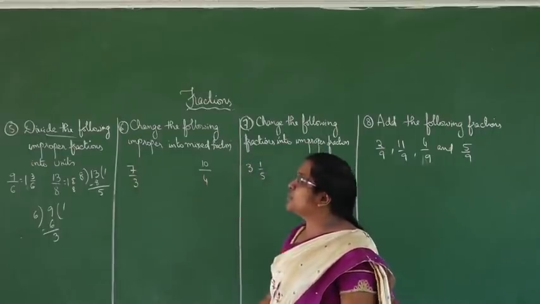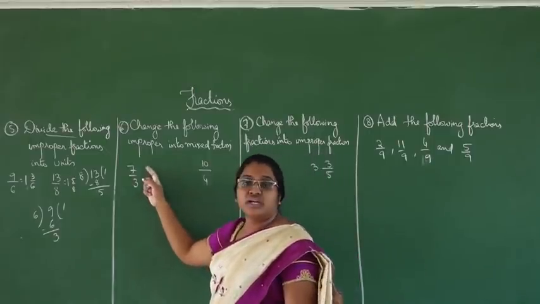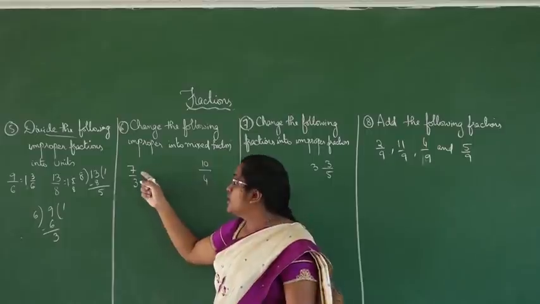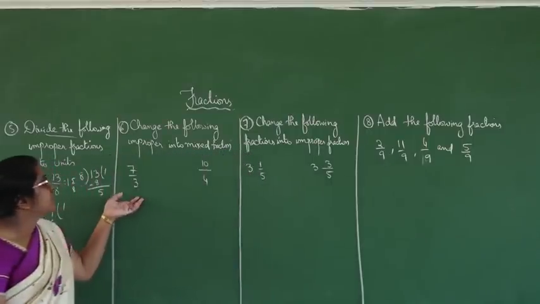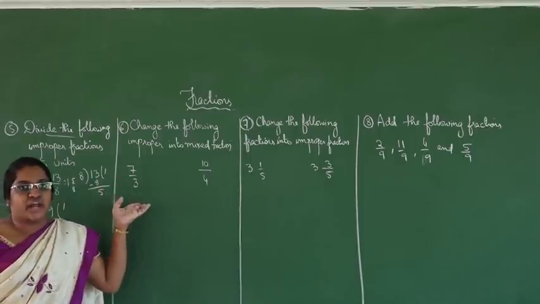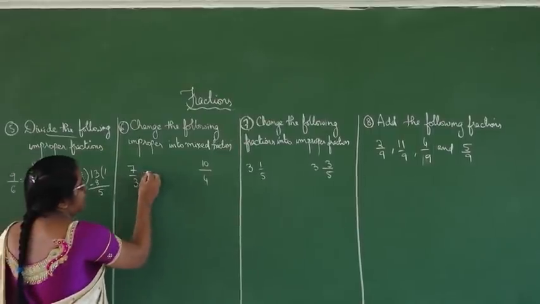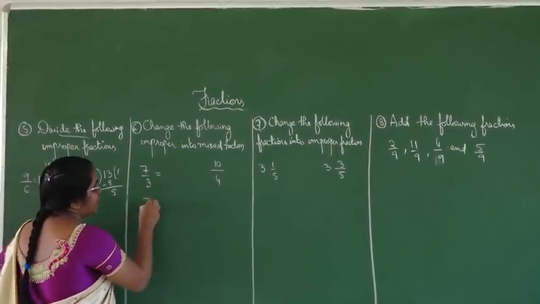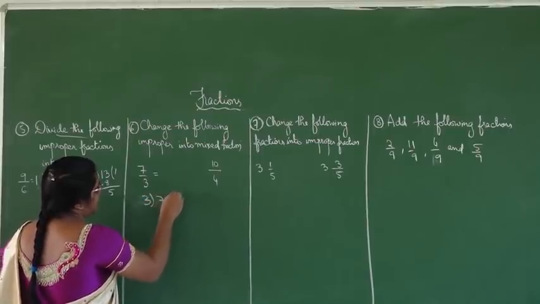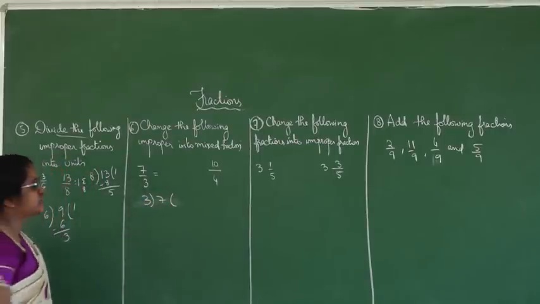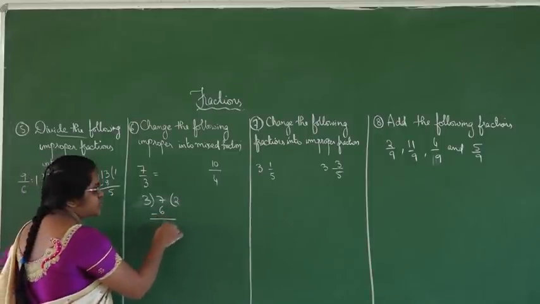Now we go for model 6. Change the following improper fractions into mixed fraction. See 7 by 3. Here the numerator is greater than the denominator, so it becomes an improper fraction. Now this improper fraction is converted into a mixed fraction. We divide 7 by 3. 3 twos are 6 and 7 minus 6 is 1.